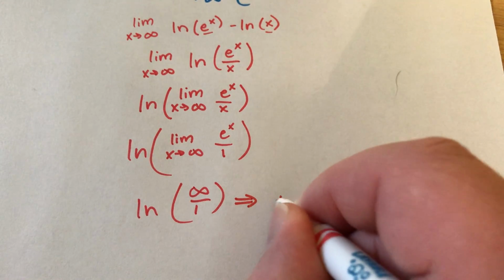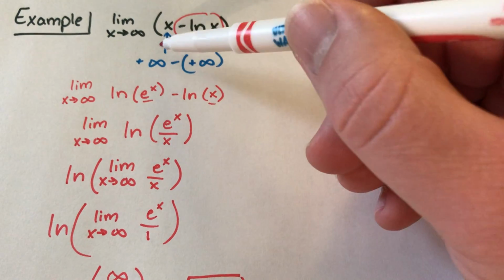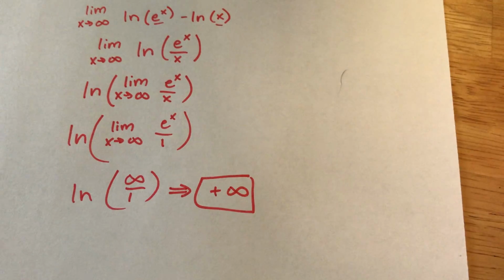Well, it goes to positive infinity. And so that's actually going to be my final answer here, is that this subtraction, x minus the natural log of x, still goes to infinity.